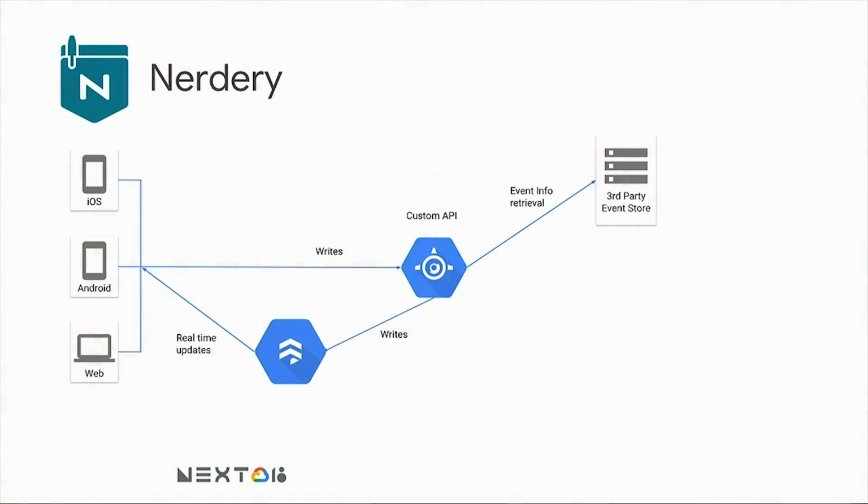Now, Nerdery copies all of their event data into Cloud Firestore, which they use as a single source of truth for all apps to read from. They also wrote a custom API served on Google App Engine, which accepts writes from clients, such as a user bookmarking a talk, and handles transactions to the third-party system. Then the clients read directly from Firestore to display all the data that you actually see.